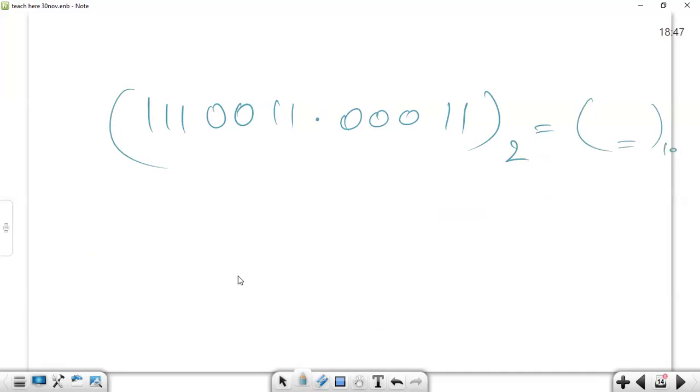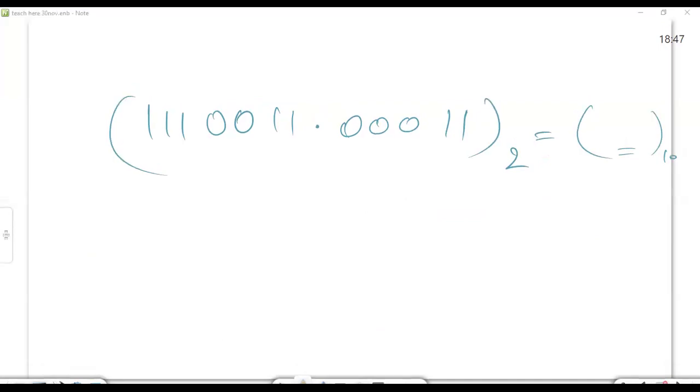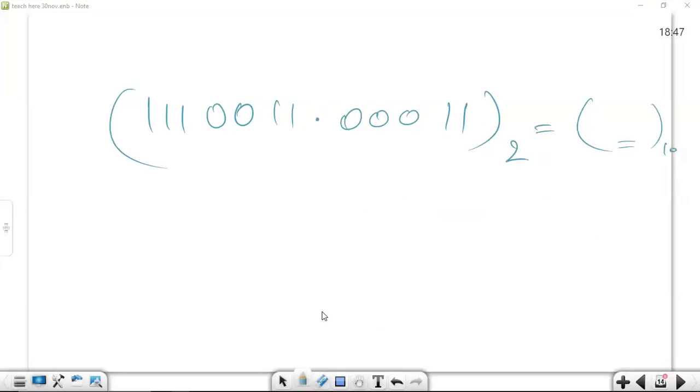Now let's recheck it. Let me recheck it using AI to save our time. Let me screen share the AI screen first, Copilot. There is also one more small topic left in binary numbers, which we are going to cover in this class only.